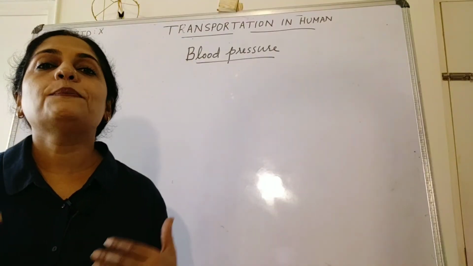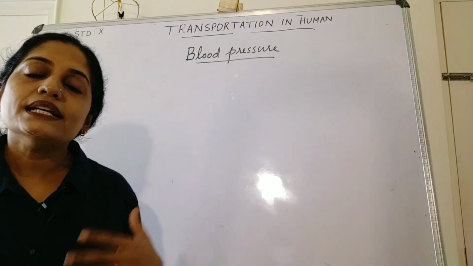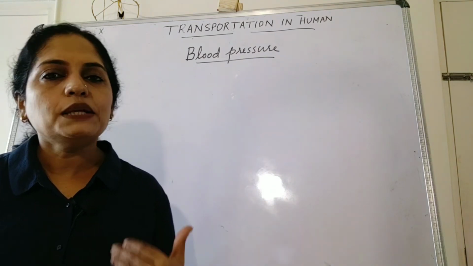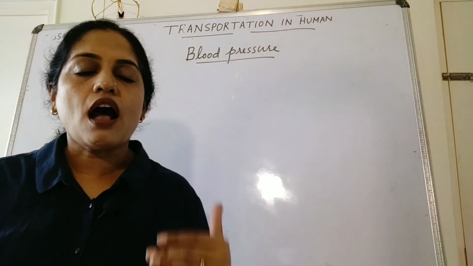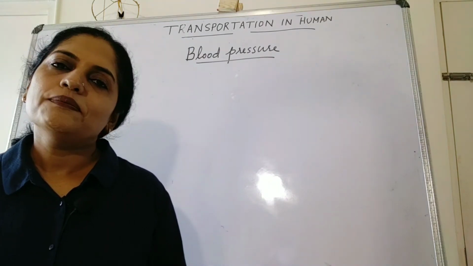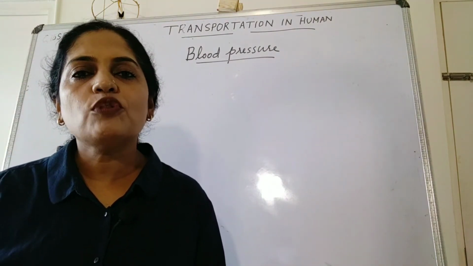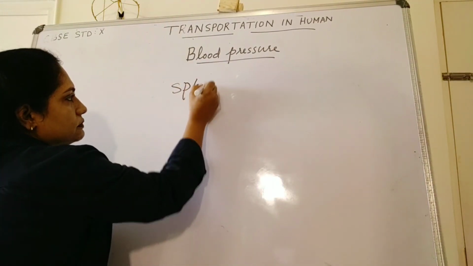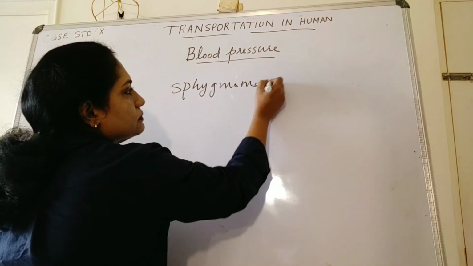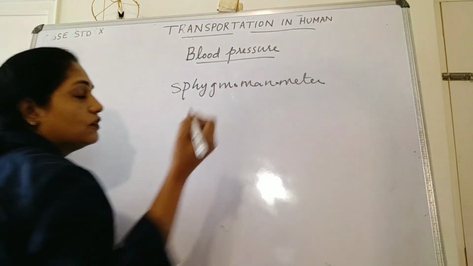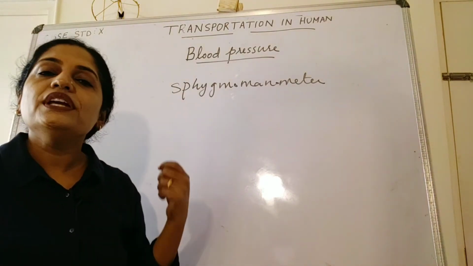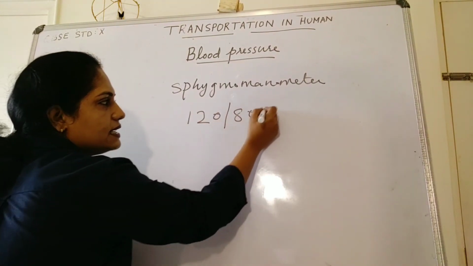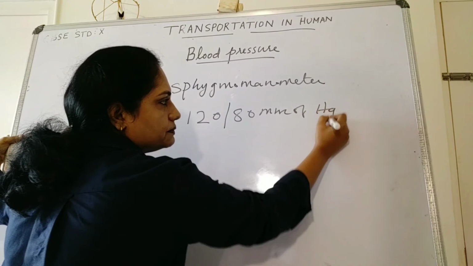Now let us see what is blood pressure. The force blood exerts against the wall of the blood vessel is called blood pressure. The blood pressure is much higher in the arteries than in the veins. Blood pressure can be measured with the help of an instrument called sphygmomanometer. While measuring the blood pressure, we get two readings. Usually for a normal person, it is 120/80 mm of mercury.